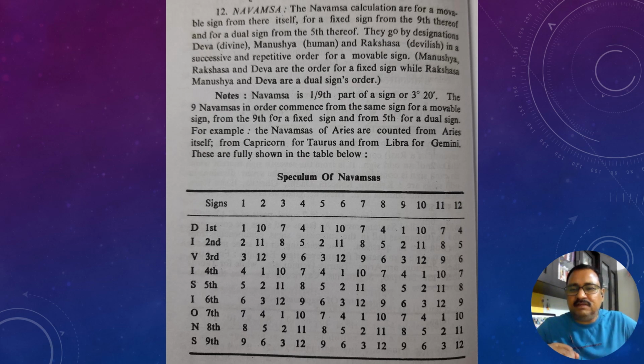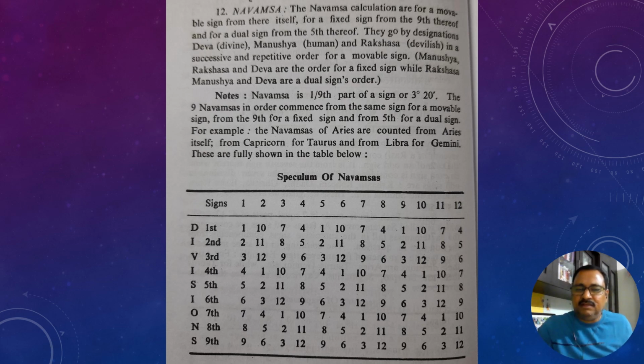Let us assume that a person is born with the Mesha ascendant, Mesha Lagna, and the degree of the ascendant is about 10 degrees 30 minutes. Then 3 degrees 20 minutes is going to be 1 Navamsa. So 3 Navamsas have already passed: 3 degrees 20 minutes plus 3 degrees 20 minutes plus 3 degrees 20 minutes, which is about 9 degrees 60 minutes, which is 10 degrees. And for this person the ascendant is at 10 degrees 30 minutes. That means 3 Navamsas have already gone, so the ascendant is in the 4th Navamsa.